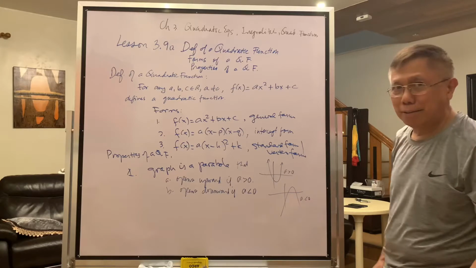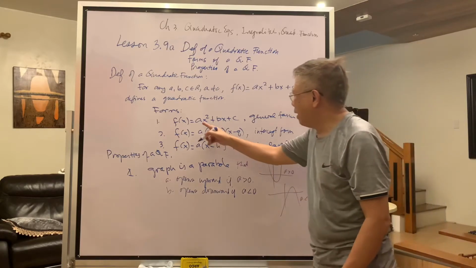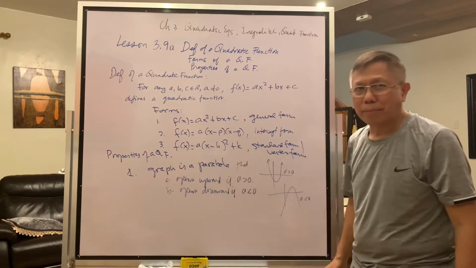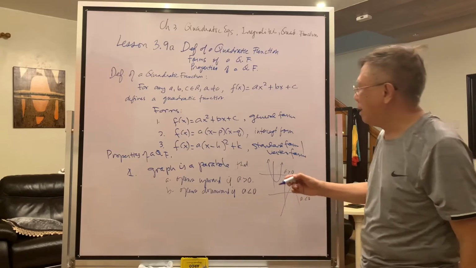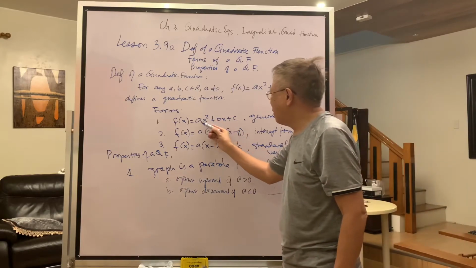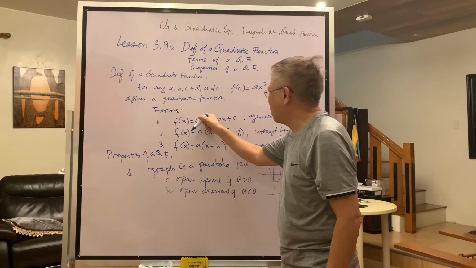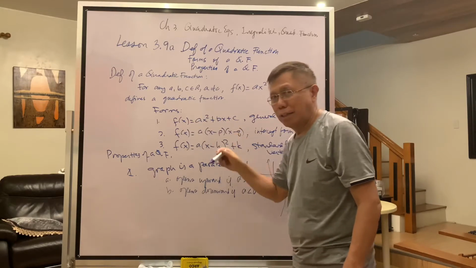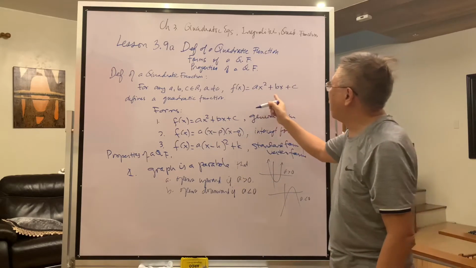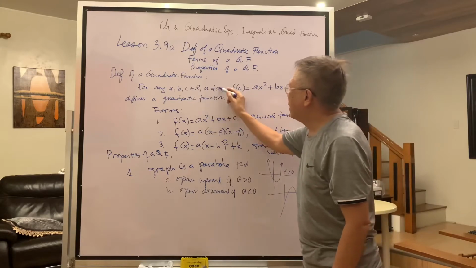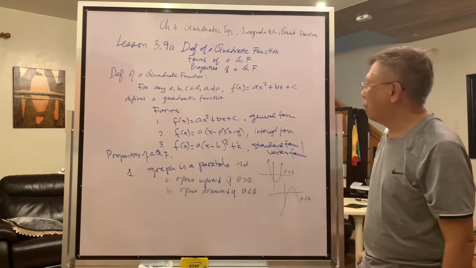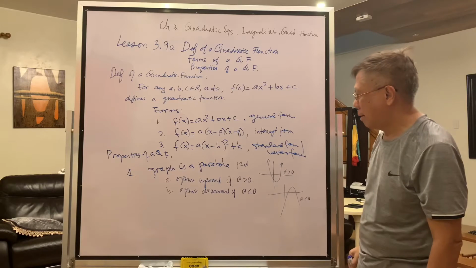May I ask the question, why may a not be equal to 0? We have known previously that if a is 0, then we don't have a quadratic function, we only have a linear function. That's why in our definition, we specify that a should not be equal to 0.